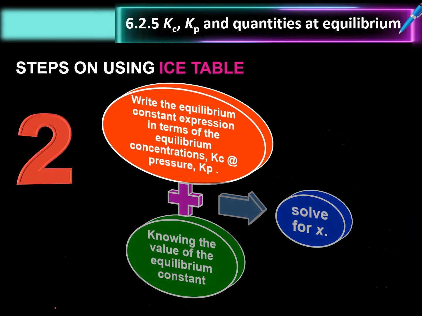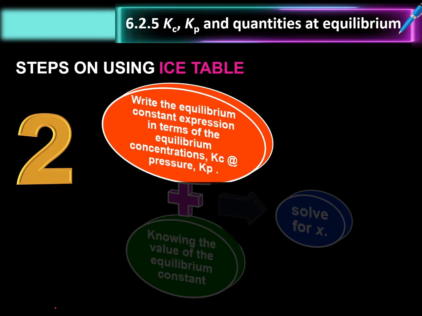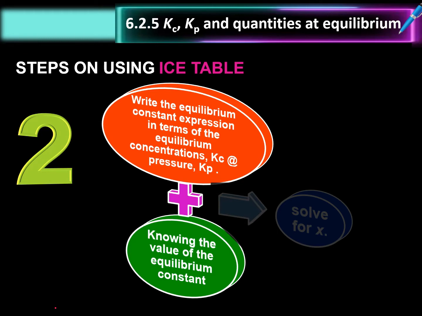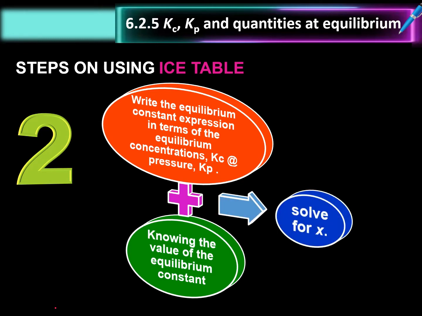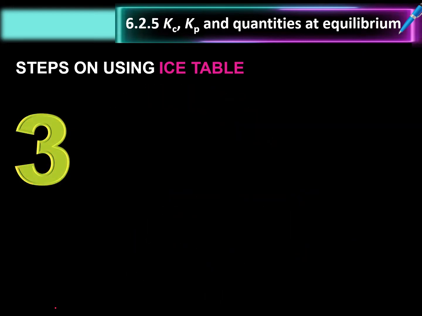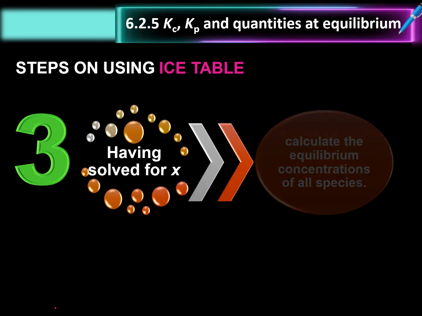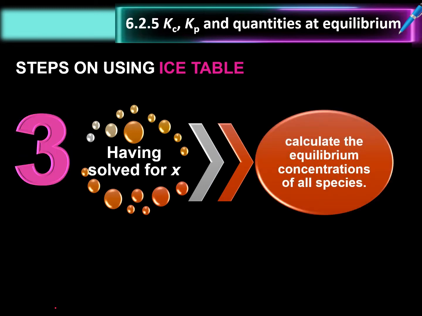Step 2. Write the equilibrium constant expression in terms of the equilibrium concentration, Kc, or pressure, Kp. By knowing the value of the equilibrium constant, we can solve for x. The third step, having solved for x, finally, we can calculate the equilibrium concentration of all the species.